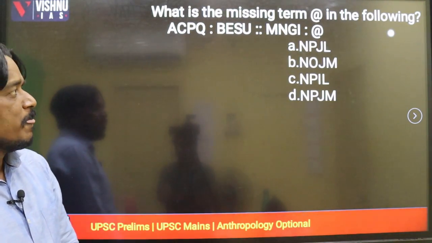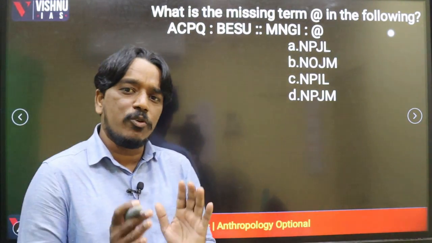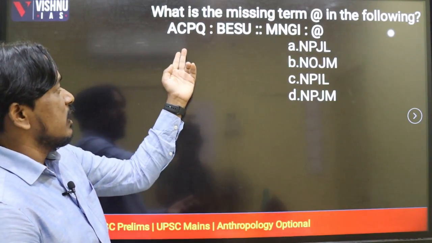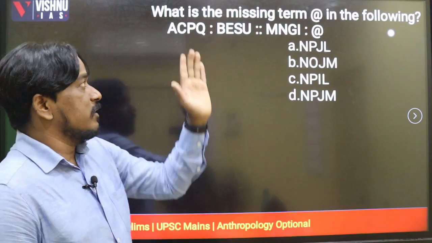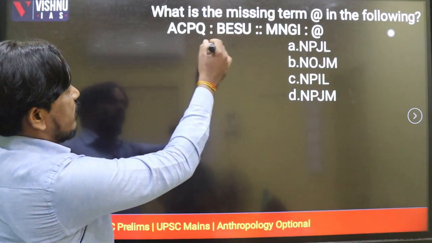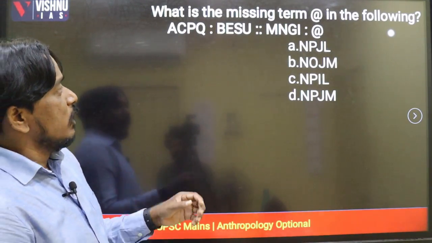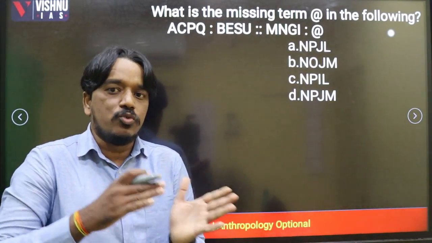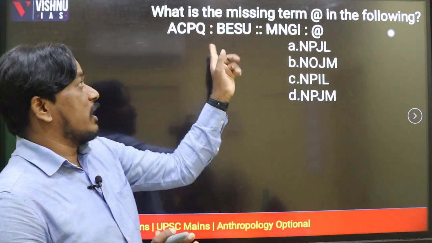Just see one more question here. This is also similar to coding-decoding, but this concept is considered as an analogy. Clear? That means you have to observe similarities in this and this. No need to note down, you just have to observe. If you remember alphabets 1 to 26 and their numbers, you can answer this question.